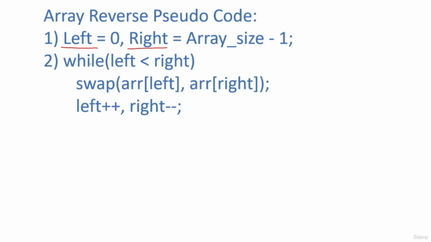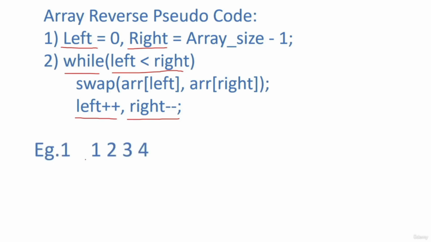last index. In the second step, we will say while left is less than right, swap arr of left, comma, arr of right, which will swap elements which are present at the respective locations. We will simply say left plus plus and right minus minus, and our while loop will run till left is less than right. We will understand this with the help of an example.